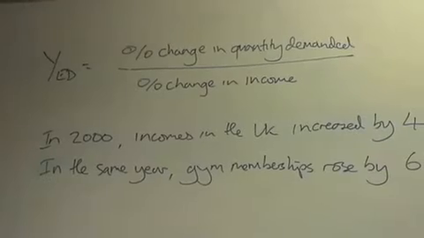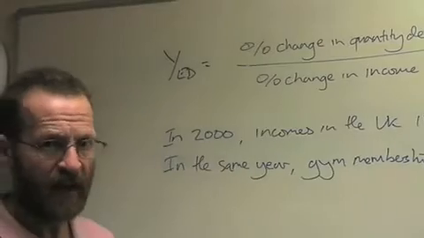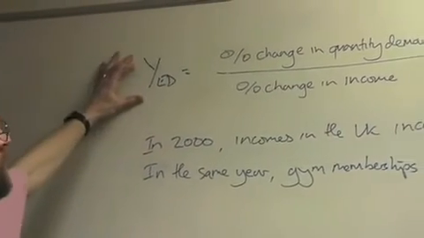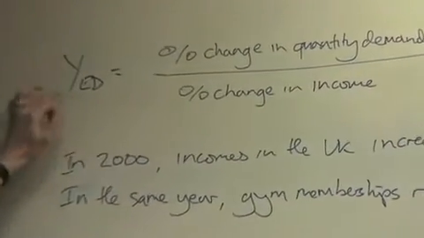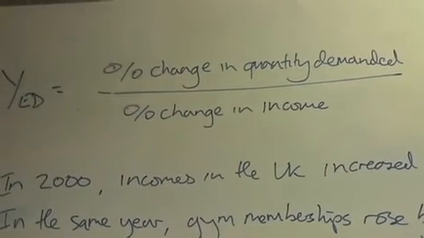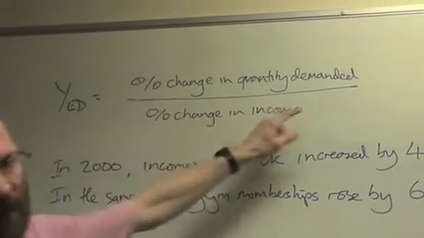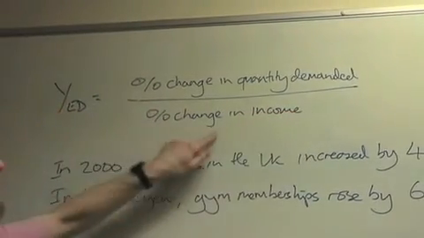The second elasticity figure you need to know something about is income elasticity of demand. In economics, income is always referred to with the letter Y. So YED is short for income elasticity of demand. First of all, know the formula. The formula: percentage change in quantity demanded divided by percentage change in income.